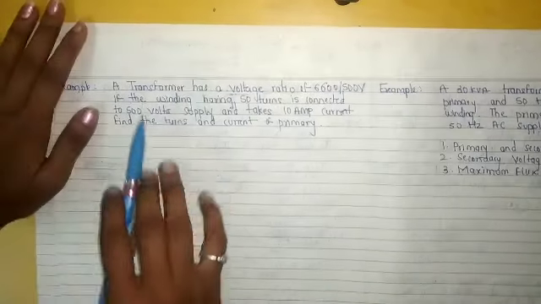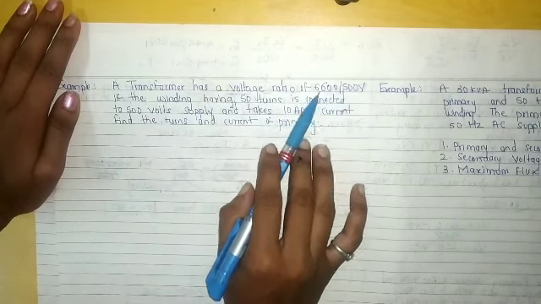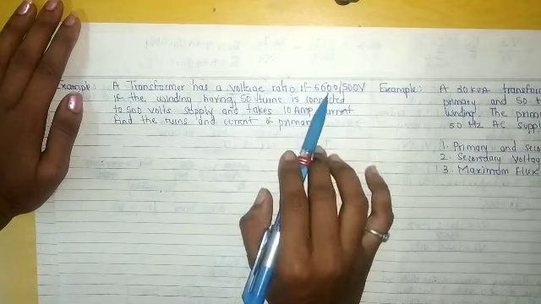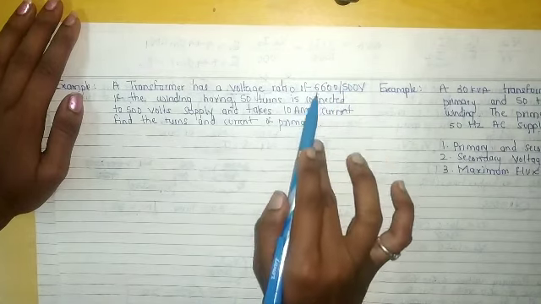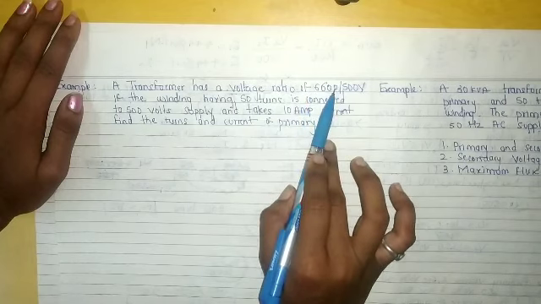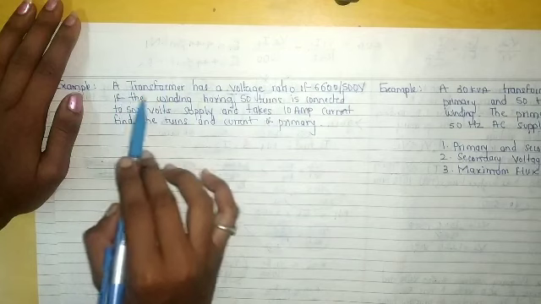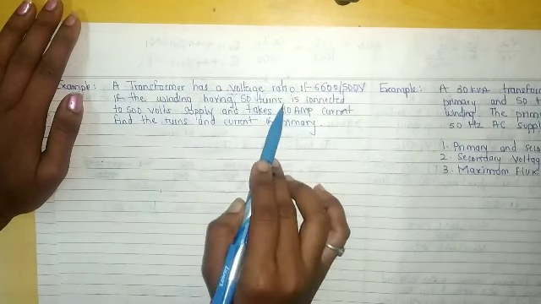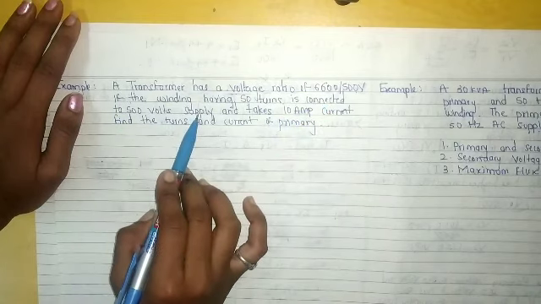So the transformer has a voltage ratio. They have given the voltage ratio: 6600 primary and 500 volts secondary. So just remember the first term is for primary and the second is for secondary. If the winding having 50 turns is connected to a 500 volt supply.